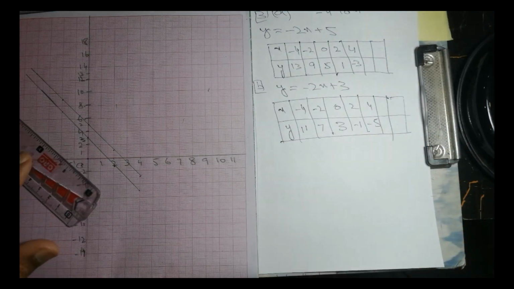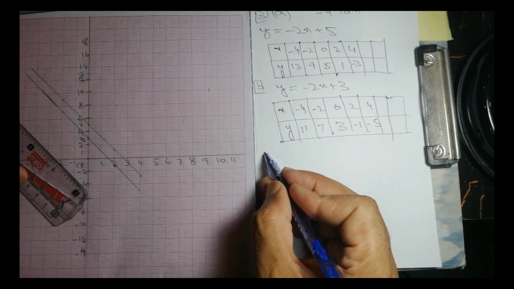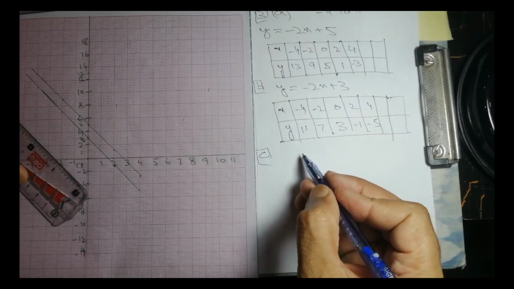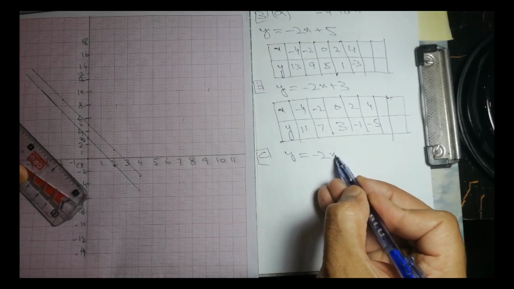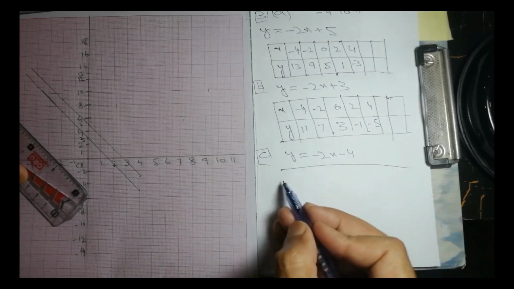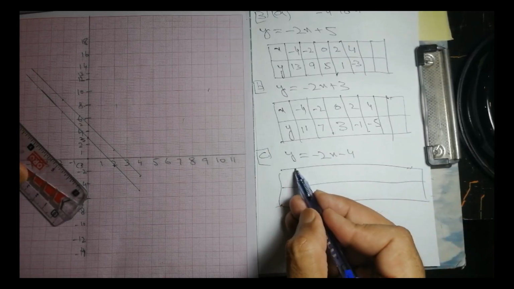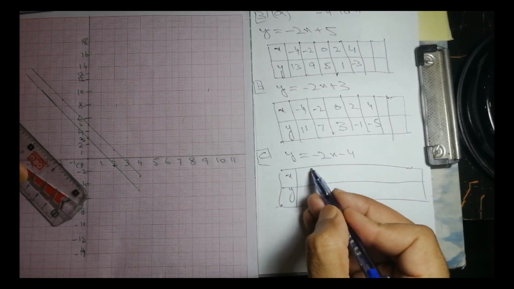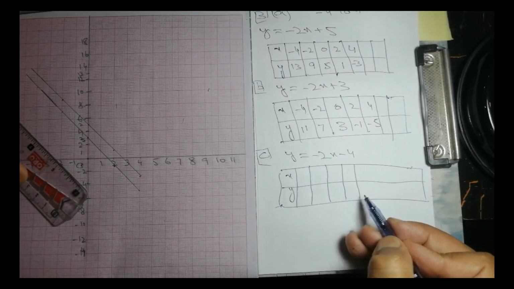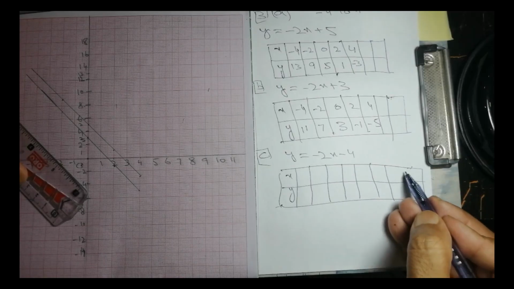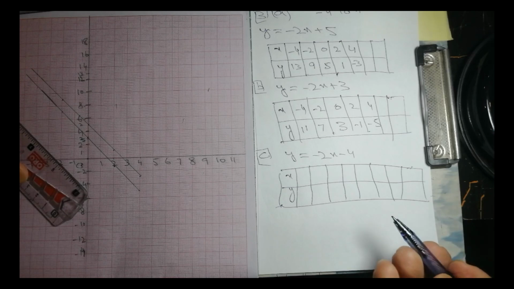And we draw one more line. Part C, y equal to minus 2x minus 4, and draw the table of values, x, y. As I told you, it is not necessary that we draw all the points. For a line, only 3 points or 2 points are sufficient.